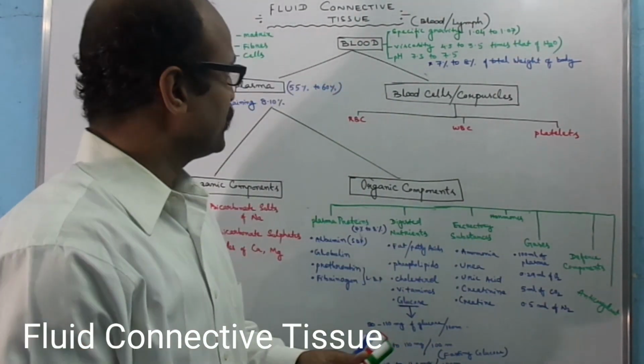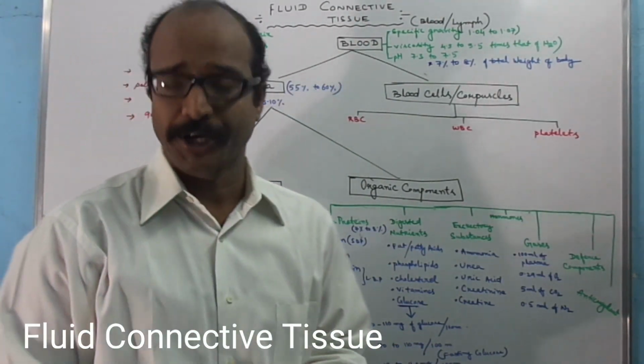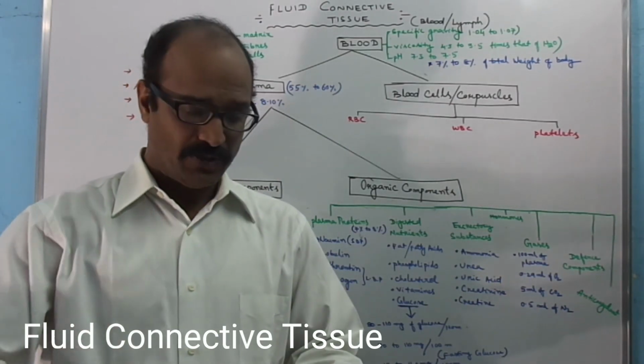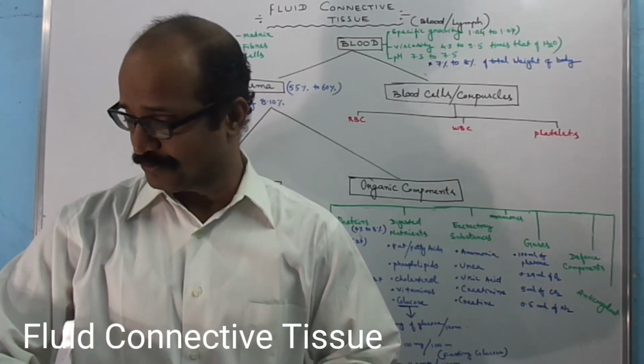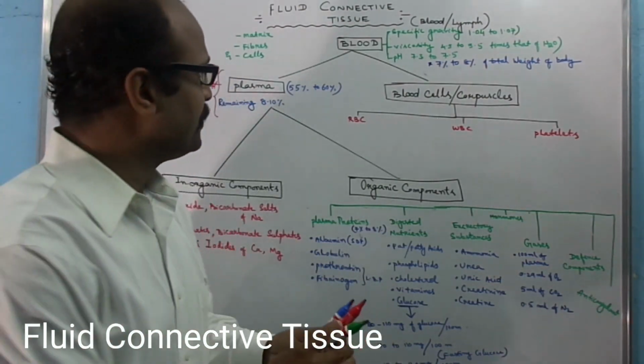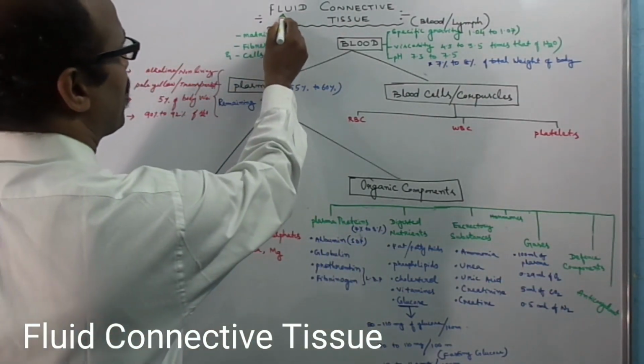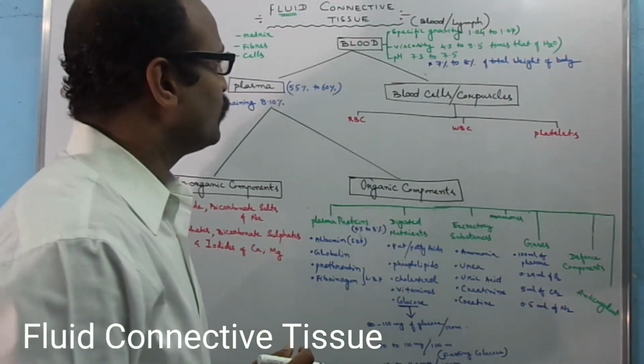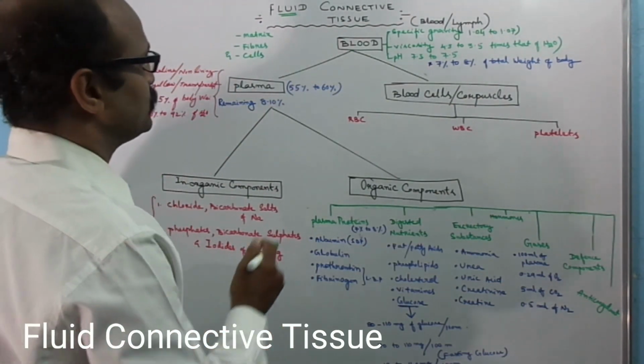In this video, I will talk about the fluid connective tissue. This connective tissue is known as the fluid connective tissue. It is fluid because here the matrix is fluid in nature. That's why it is known as the fluid connective tissue.